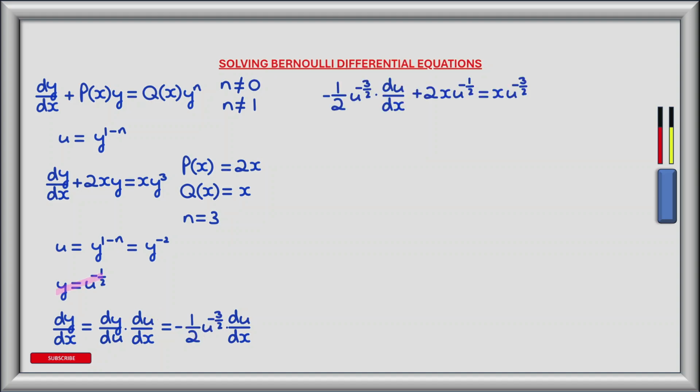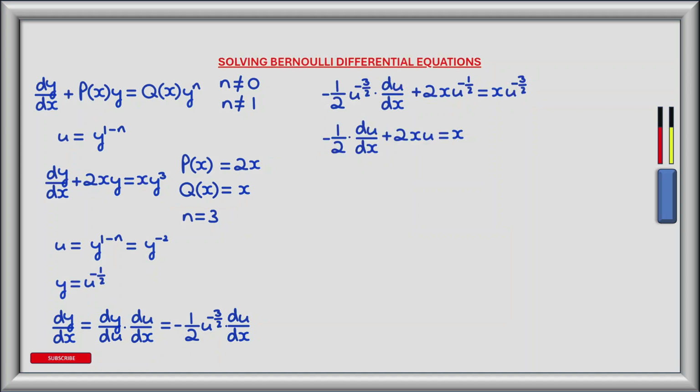And so substituting y and dy/dx into our original equation here, we have minus a half multiplied by u to the power of minus 3 over 2 multiplied by du/dx plus 2x multiplied by u to the power of minus a half is equal to x multiplied by u to the power of minus 3 over 2.